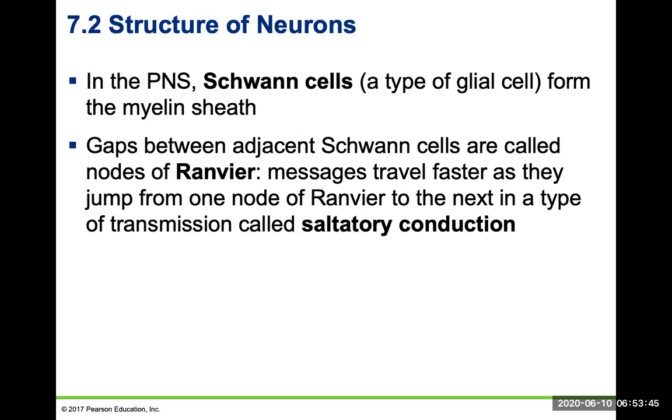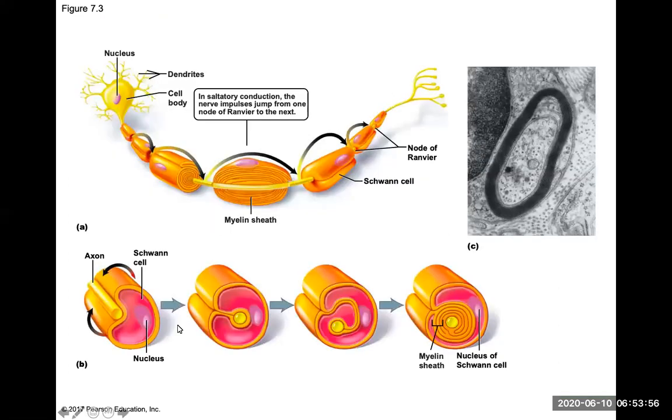And the messages will travel faster as they jump from one node of Ranvier to the next in a type of transmission we call saltatory conduction. So here's a look at the axon being wrapped with this myelin sheath. And again, this is showing the nucleus of the Schwann cell that creates the myelin sheath. And it's just basically wrapping around the axon like electrical tape. Here is showing saltatory conduction, how the nerve impulse will jump between myelin sheaths in these nodes of Ranvier. And the nodes of Ranvier are the spaces between myelin sheaths.